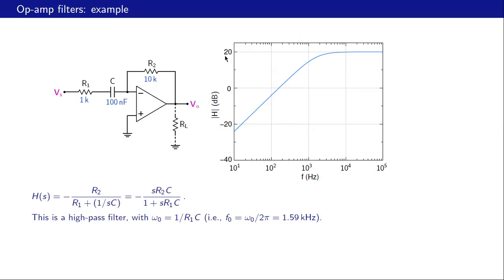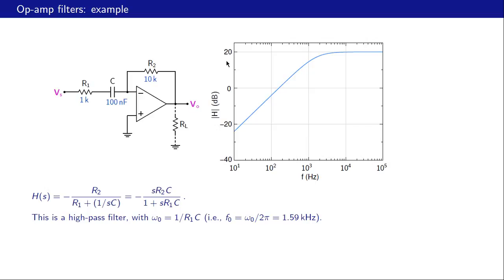Now, is this something that we could have estimated without doing this calculation? The answer is yes. What is this 20 dB? It is the gain in the high frequency region. When frequencies are high, the impedance of this capacitance is very small, let's say 0, and then this circuit is nothing but an inverting amplifier, and the gain is minus 10k divided by 1k, that is 10 in magnitude, and that corresponds to 20 dB.